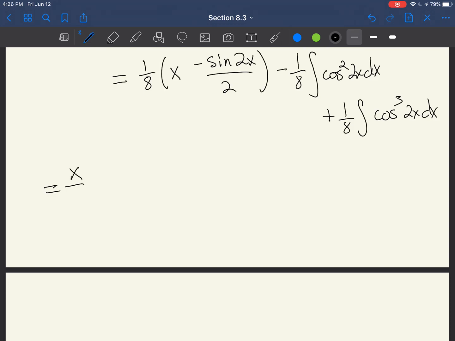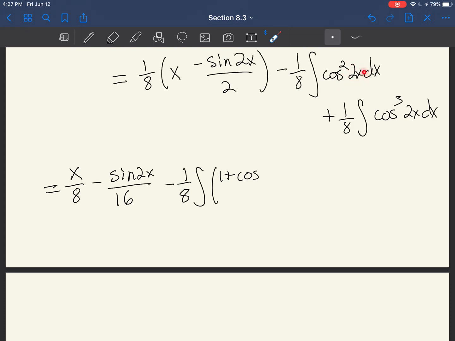Okay, and I'm going to move all the way over here to give myself space. So we have x over 8 minus sine 2x over 16 minus 1/8 integral. This integral right here, we have an even power of cosine. So we're going to use the above identities, 1 plus cosine of 2x. However, our cosine squared already had a 2x, so we're really doing 2 times 2x. So another 4x over 2 dx.